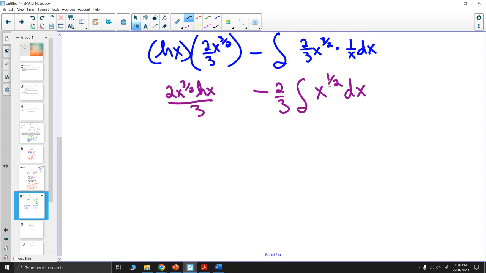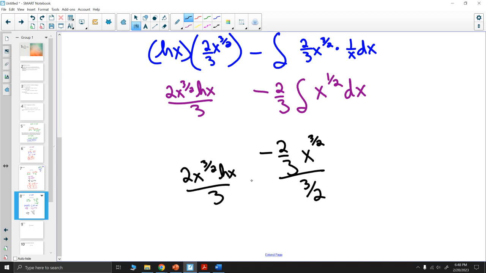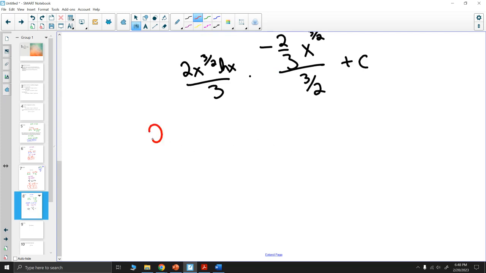Okay, so the integral of x to the 1 half, again, is x to the 3 halves all over 3 halves. So that's 2x to the 3 halves ln x over 3 minus this, plus c. All right, so divided by 3 halves is like saying times 2/3. So times 2/3 and times 2/3, that's going to give us, again, 2x to the 3 halves ln x over 3 minus 4/9 x to the 3 halves plus c.